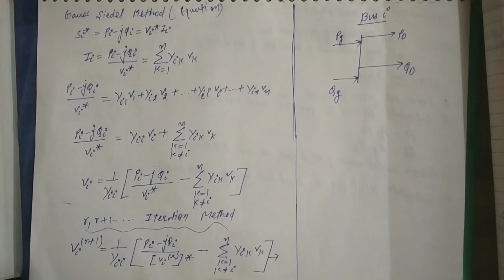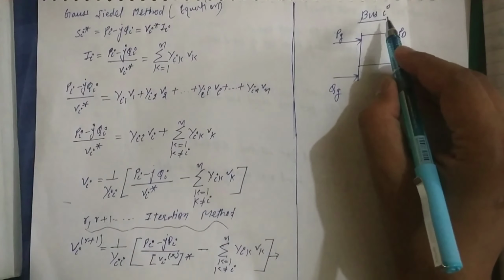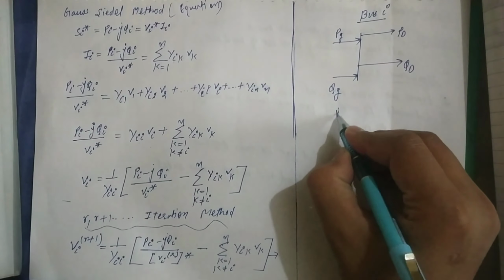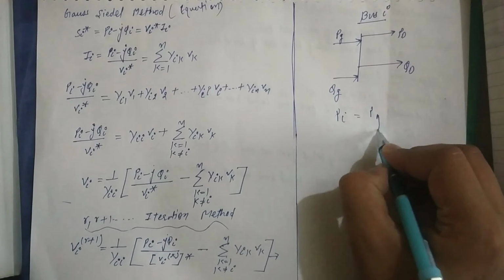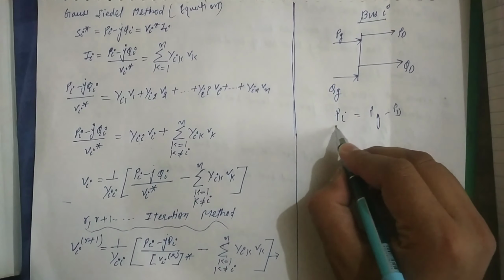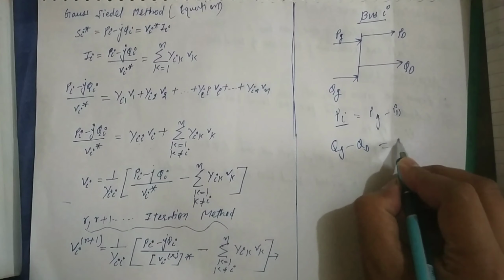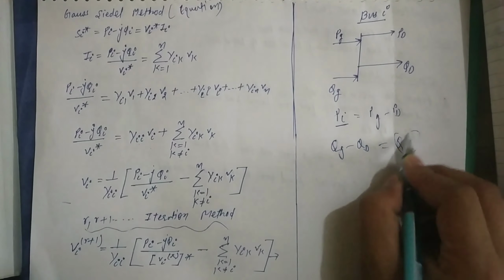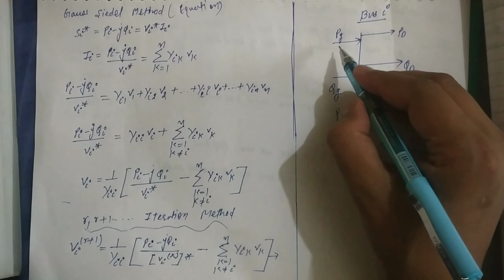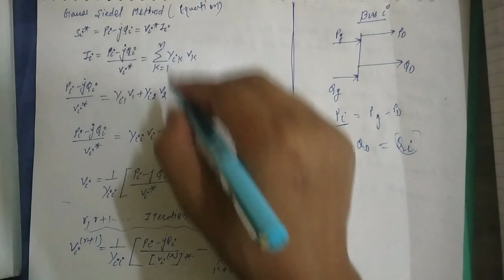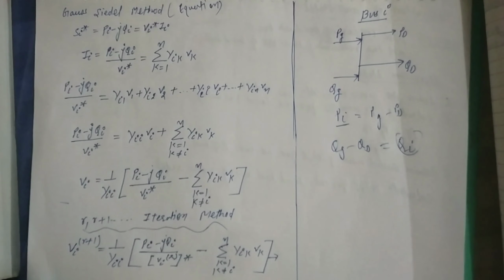And what is the power available at bus i, as I told you in the last class: Pi equals Pg minus Pd. This is the active power at bus i, and Qi equals Qg minus Qd. This is the reactive power at bus i. This is the direct way to calculate the power available at bus i. And this is the Gauss-Seidel method to solve the non-linear equations.